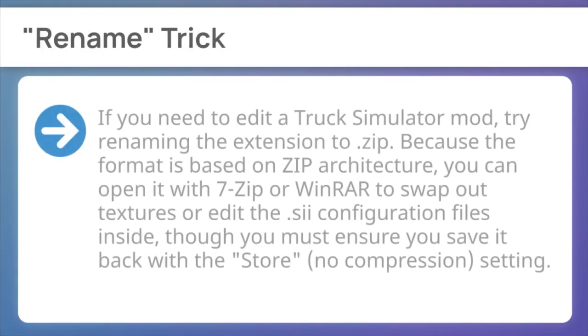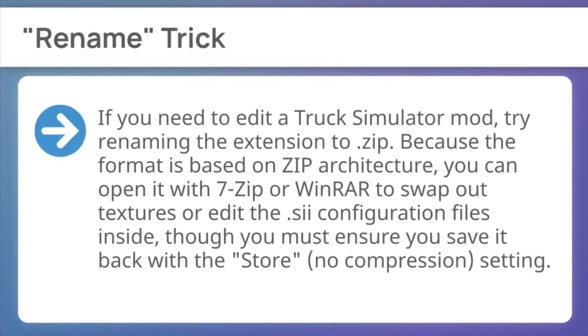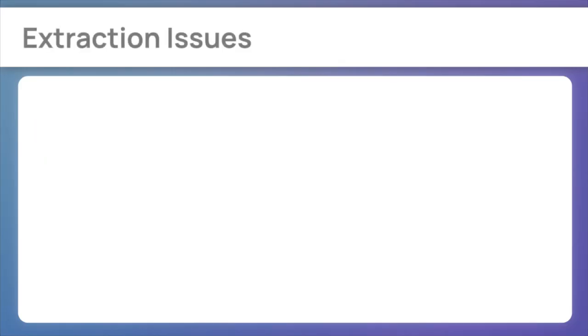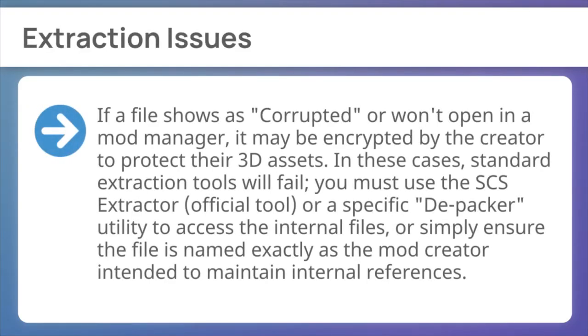Next, the rename trick. If you need to edit a truck simulator mod, try renaming the extension to zip. Because the format is based on zip architecture, you can open it with 7-Zip or WinRAR to swap out textures or edit the .sii configuration files inside, though you must ensure you save it back with the store, no compression setting.